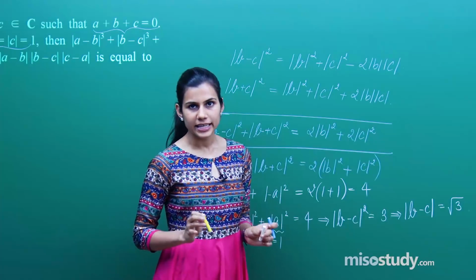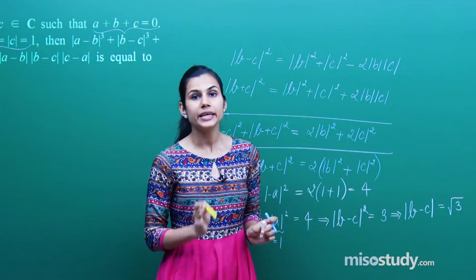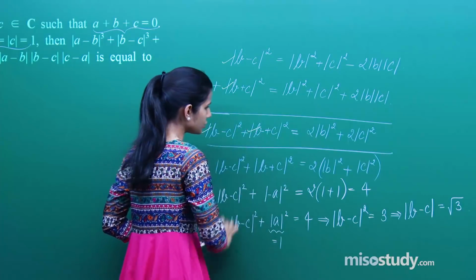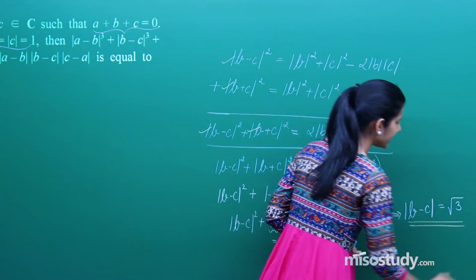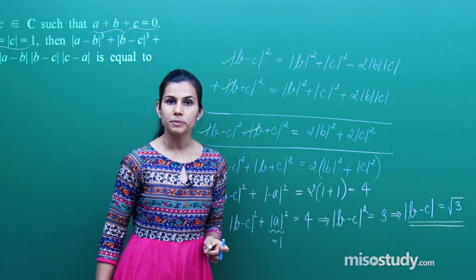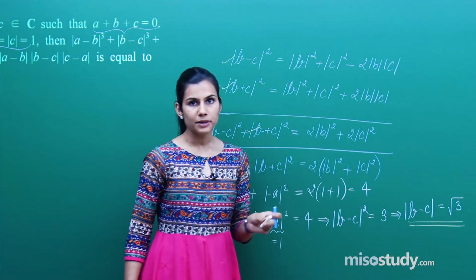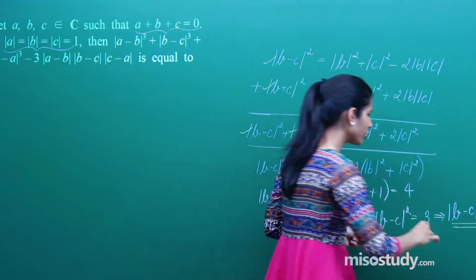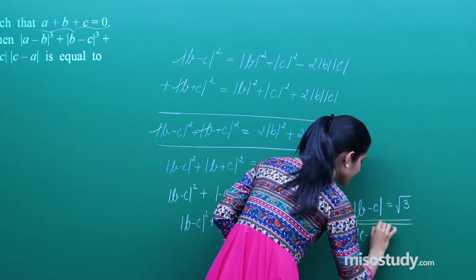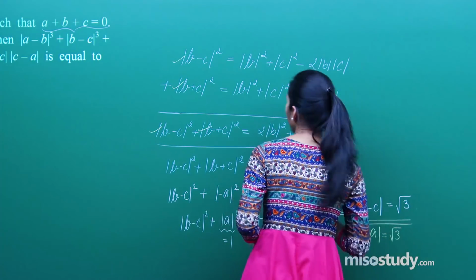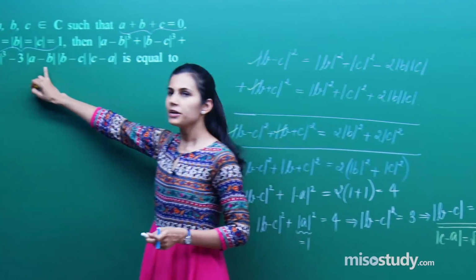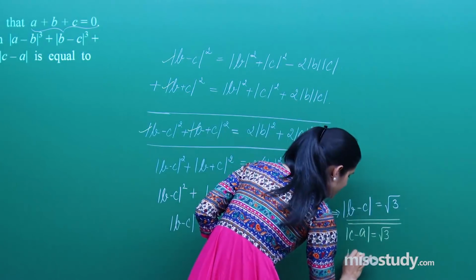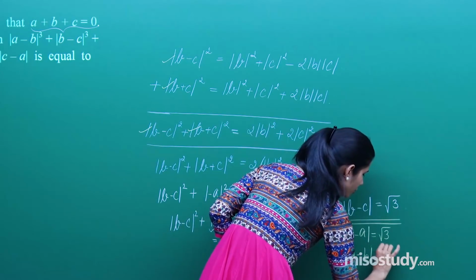This I have obtained by just playing with B and C. By just playing with B and C throughout, as you can see, I have obtained this particular fact about mod B minus C. Exactly in a similar fashion, when I play with C and A, I get mod of C minus A is also root 3, and when I play with A and B exactly in the same fashion, I get mod of A minus B is also root 3.